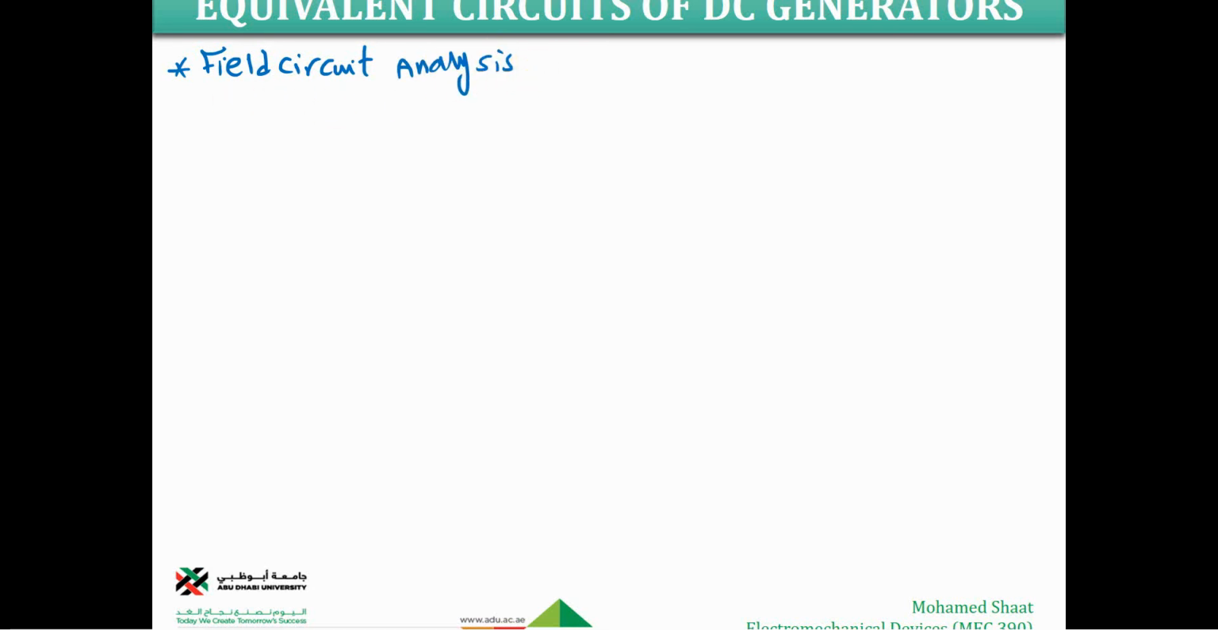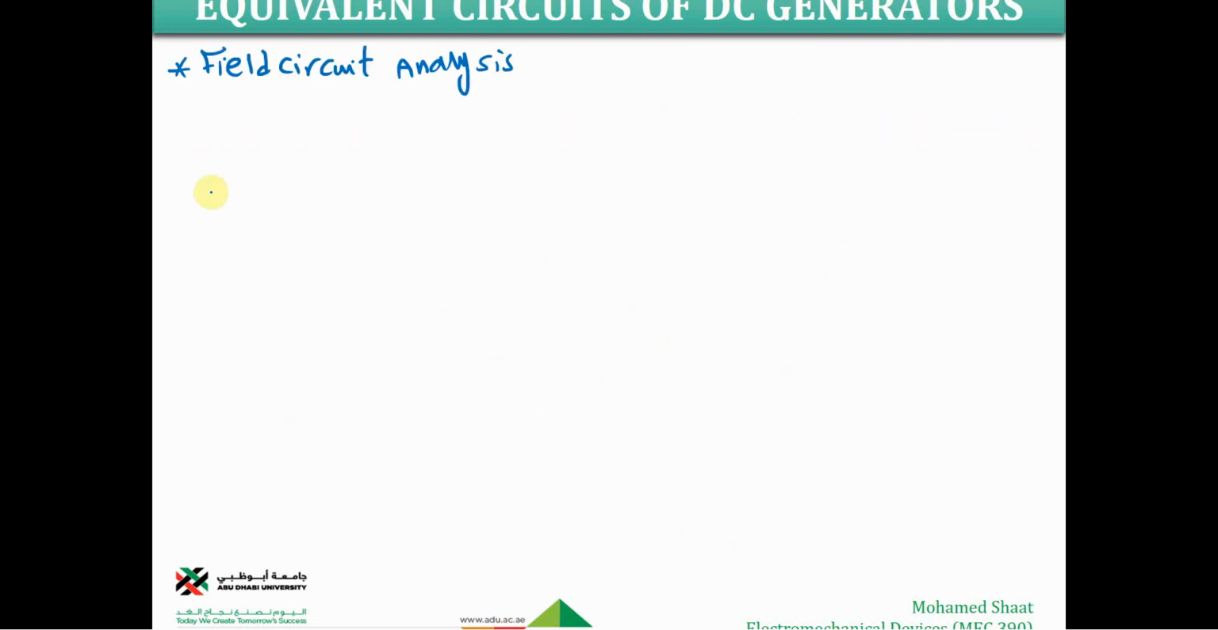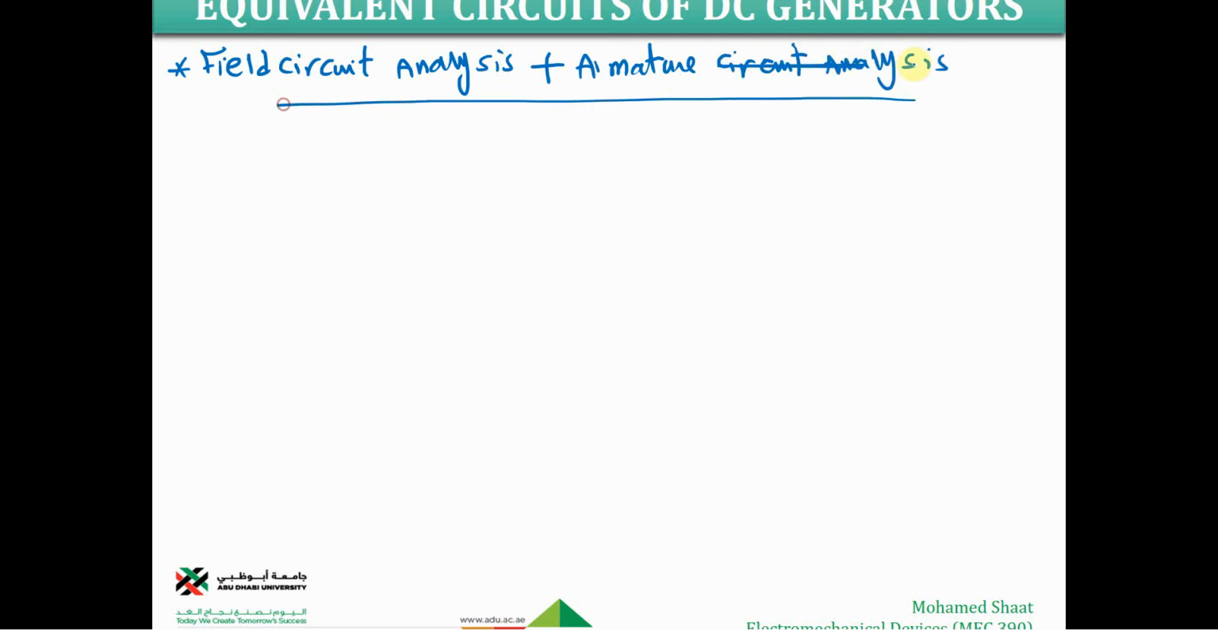And actually, because the field and the armature are kind of mixed together, this loop includes both the field and the armature in one loop. So you could consider that this is the armature loop, or we're gonna work over loop 1 and loop 2. So this is gonna be the field circuit analysis plus the armature circuit analysis. So we're gonna do analysis of both at once.